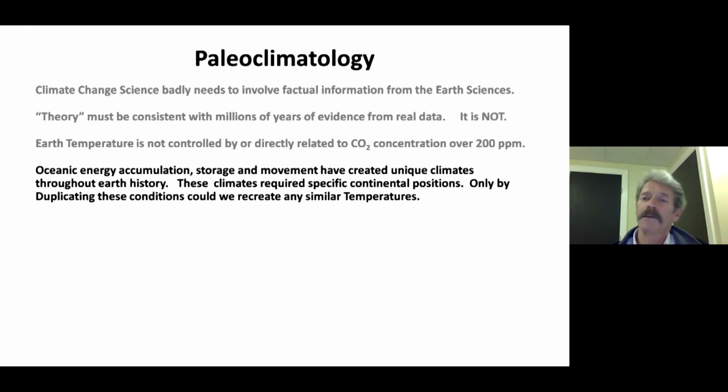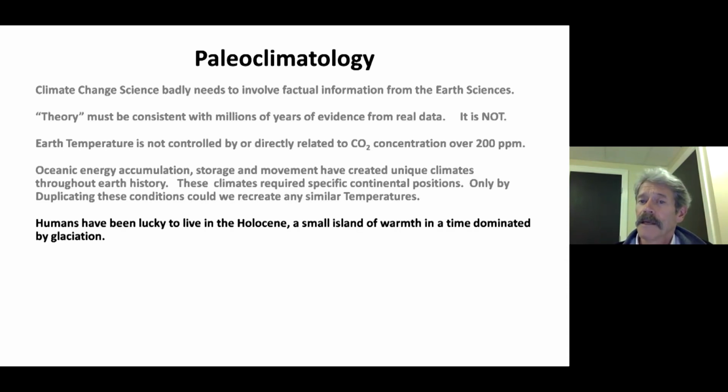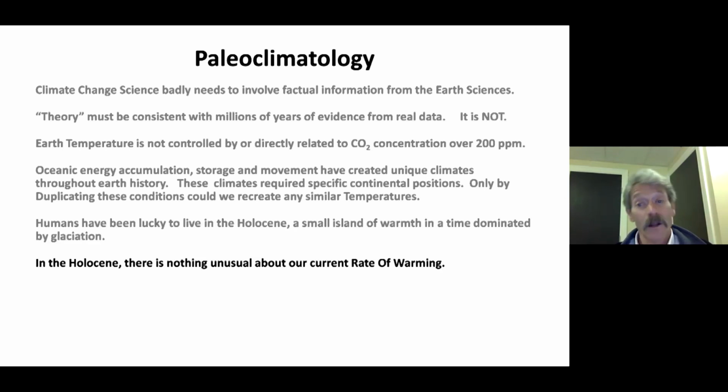Oceanic energy accumulation, storage, and movement have created unique climates throughout Earth's history. These climates required specific continental positions. Only by duplicating these conditions and positions could we ever hope to recreate any similar temperatures. Humans have been lucky to live in the Holocene, a small island of warmth in a time dominated by glaciation. In the Holocene, there is nothing unusual about our current rate of warming.